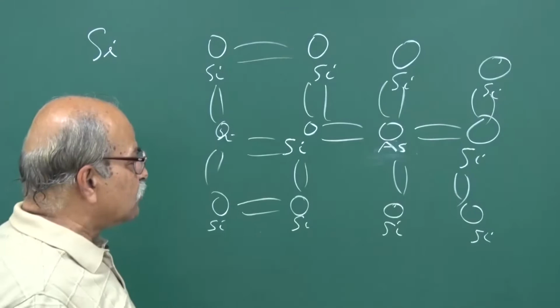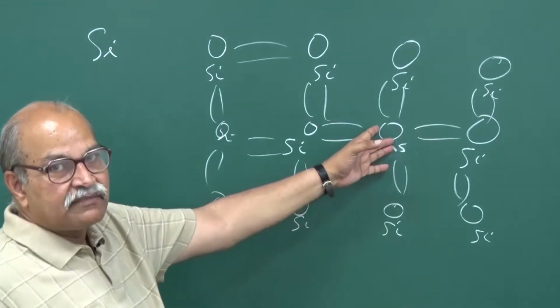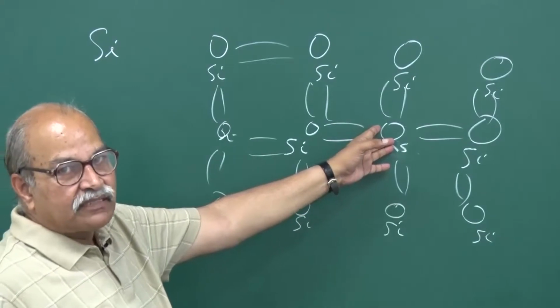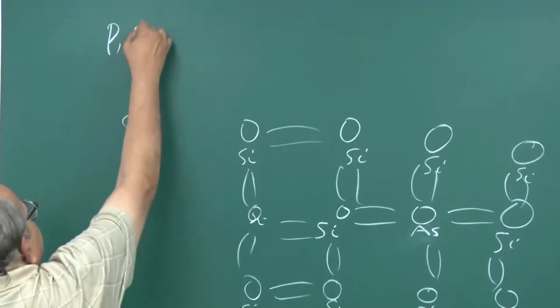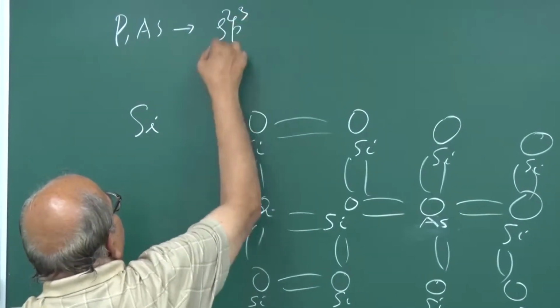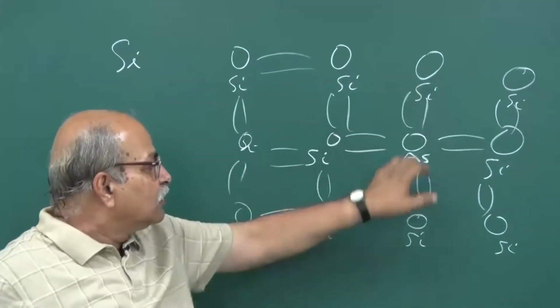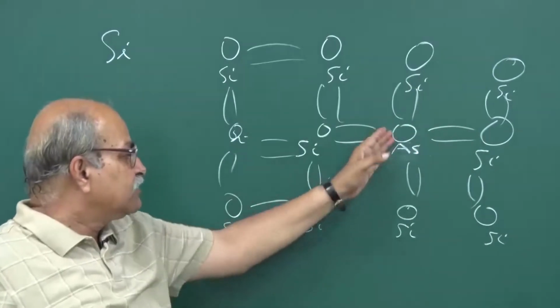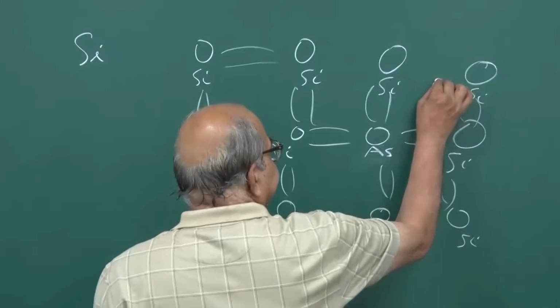This whole thing is neutral, but since arsenic is a pentavalent material, the outer electronic configuration for phosphorus or arsenic will be s2p3. So there are 5 of them. In this crystal structure, 4 will go into these sp3 covalent bonds, but the 5th one will be left over.